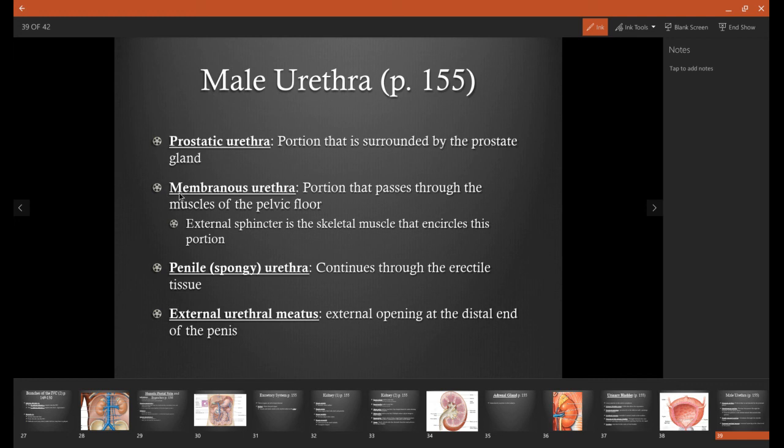The next section is the membranous urethra. This is just going through some of the muscles of the pelvic floor, and that's where the external sphincter is also located. And then we also have the penile or spongy urethra, which is a continuation through the erectile tissue. And then we also have the external urethral meatus, which is just the hole at the end.